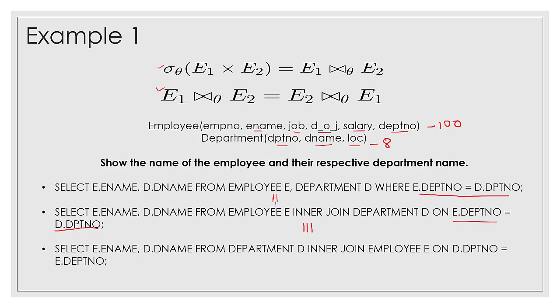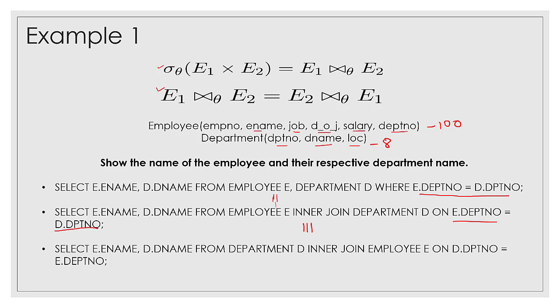So in our case, it will generate 800 rows, and from those 800 rows it will select those tuples where the condition is satisfied. Which condition? The department number of employee and the department number of the department will be same. So first it will produce 800 rows and then it will select some of them depending on the theta condition. Now this will take much more time compared to performing the theta join.